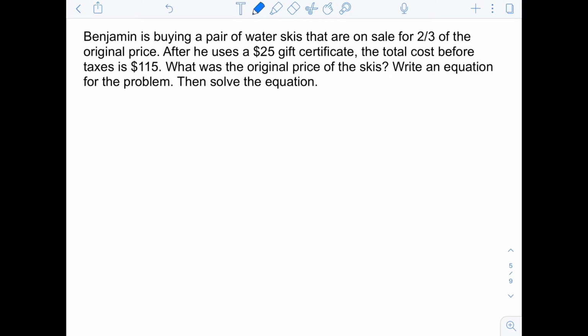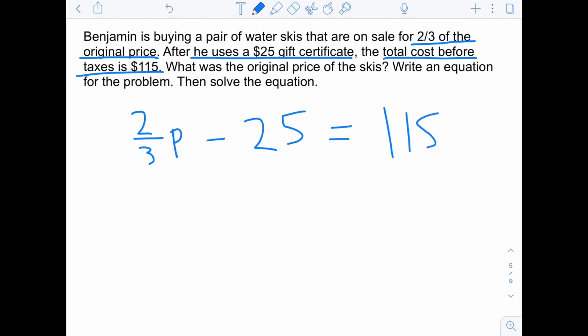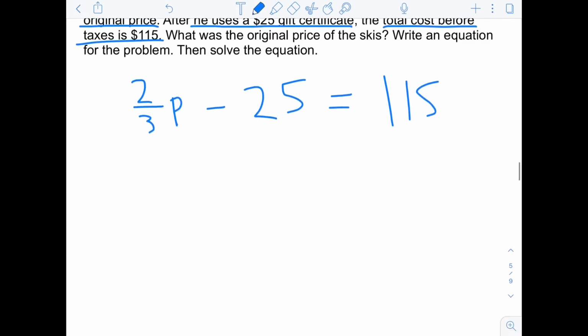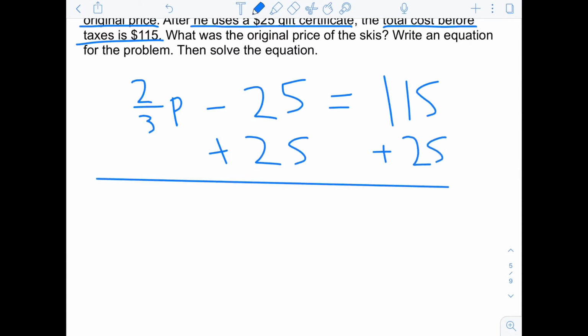Let's break this into little parts. So he's buying a pair of water skis that are on sale for 2/3 of the original price. So 2/3 of the original price, that's 2/3 P. And he's using a $25 gift certificate. So that's going to subtract $25 from the cost. And the total cost before taxes is $115. So it equals $115.